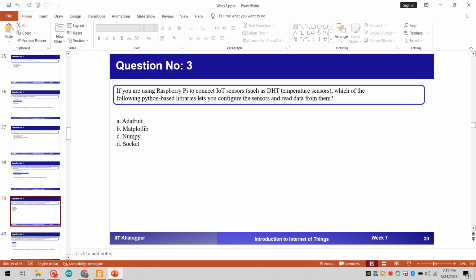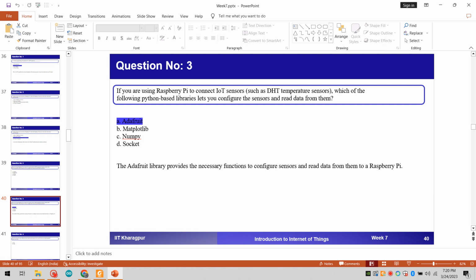So the correct option for this case is Adafruit. Adafruit is the library which is used by your DHT sensor in order to collect the data and transmit it to your Raspberry Pi.